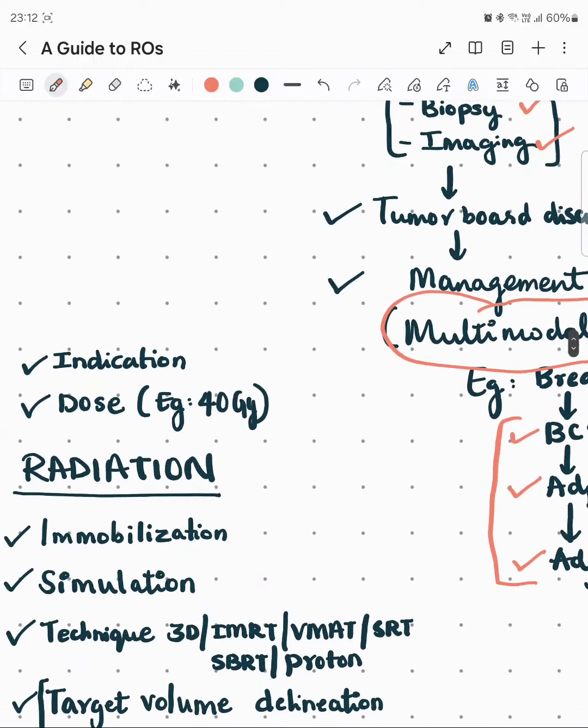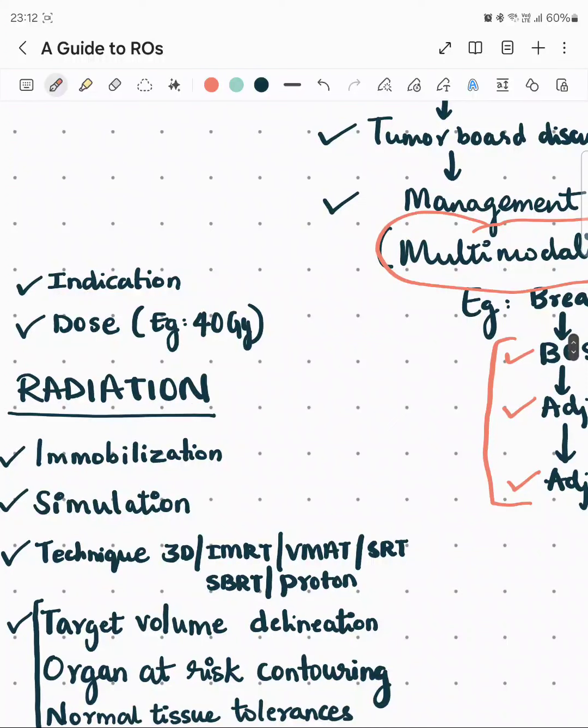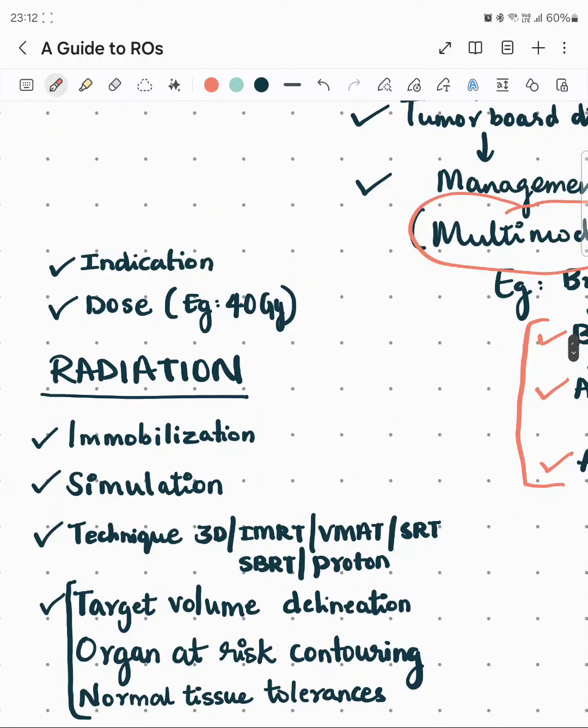Now, for example, if I go into detail about radiation, first we will ascertain the indication for radiation, and the dose that you want to give to that particular patient.